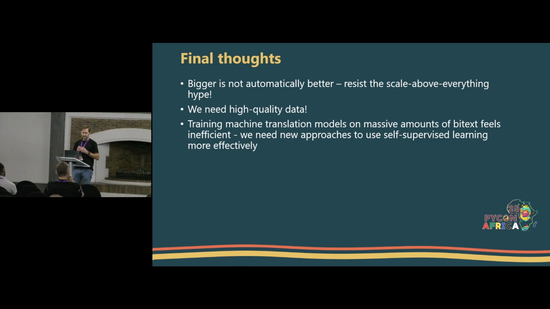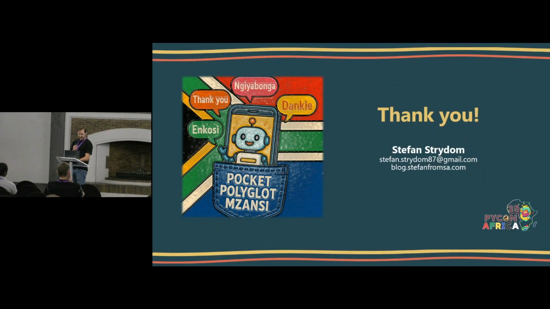And that then gets me to my final thoughts, which is first to say that bigger models are not automatically better for specific tasks. I think we should resist the scale-above-everything-else hype that we're currently seeing. High quality data for African languages is very much needed. And then perhaps more philosophically, just training machine translation models on these parallel corpora seems a little inefficient, that we need to explore new approaches to use what's called self-supervised learning more effectively. And that is it.